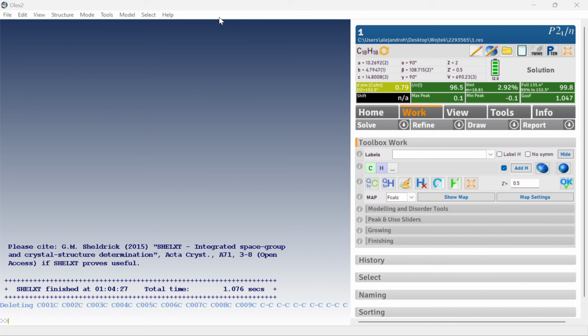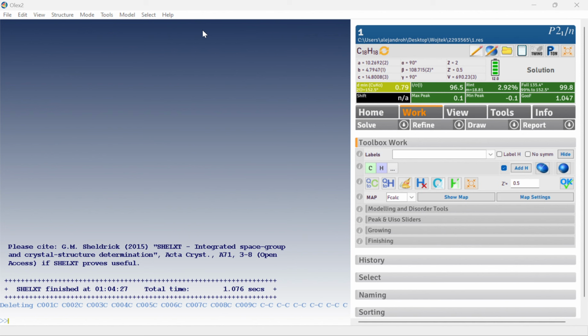Hi, welcome to the next video in crystal structure refinement. In this video we'll talk a bit about a molecule that is very interesting. It's 18-annulene. It's actually a data set from my recent publication, and we'll try to refine the structure.